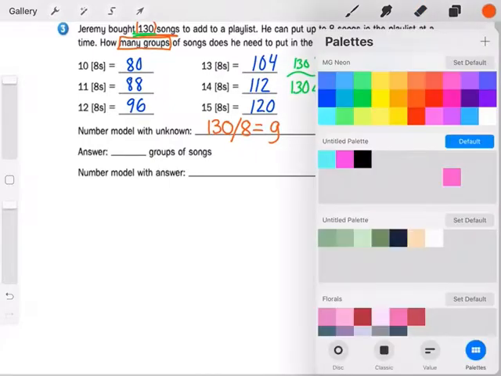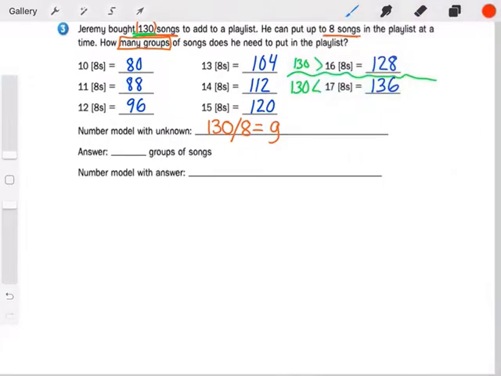So my number model with the answer would be exactly what I just wrote. 130 divided by 8 gives me 16 even groups. 16 groups that have all 8 songs with a remainder of 2 songs.